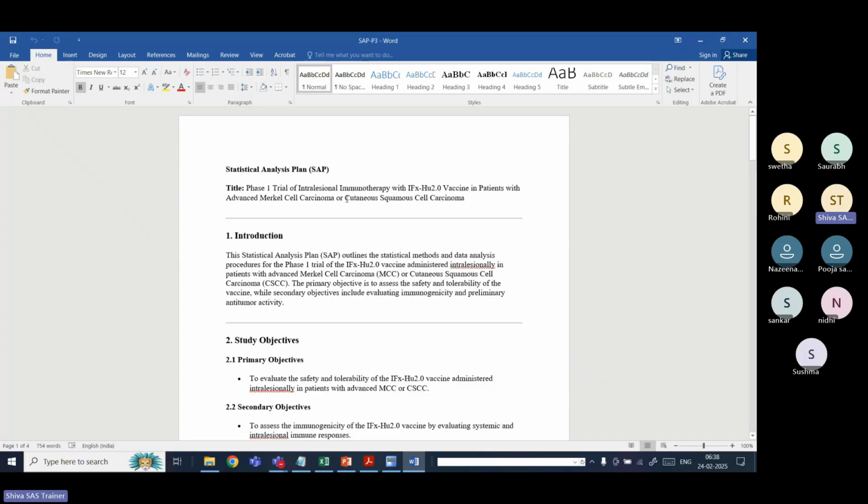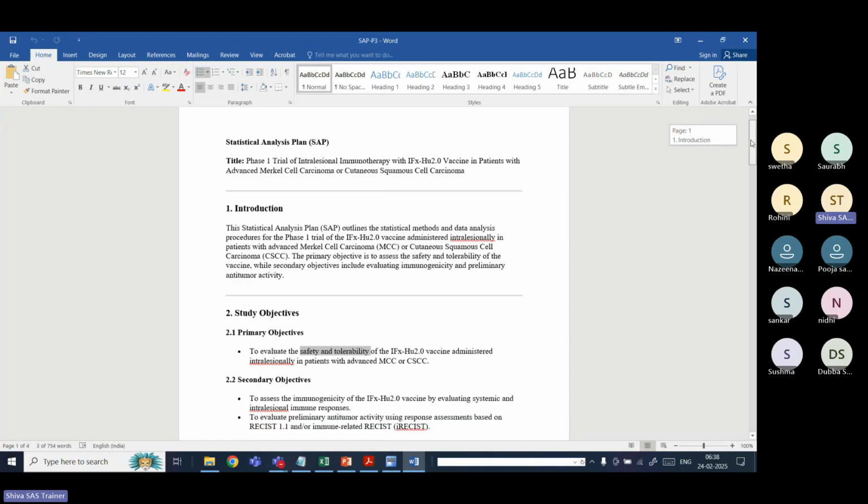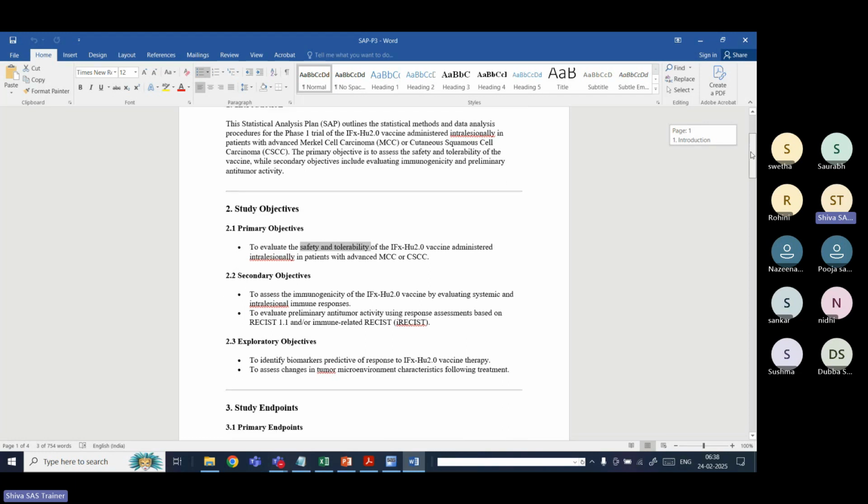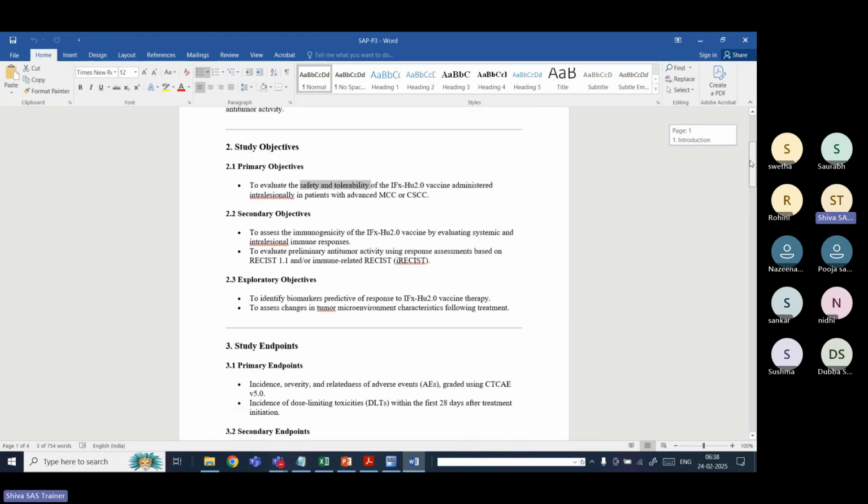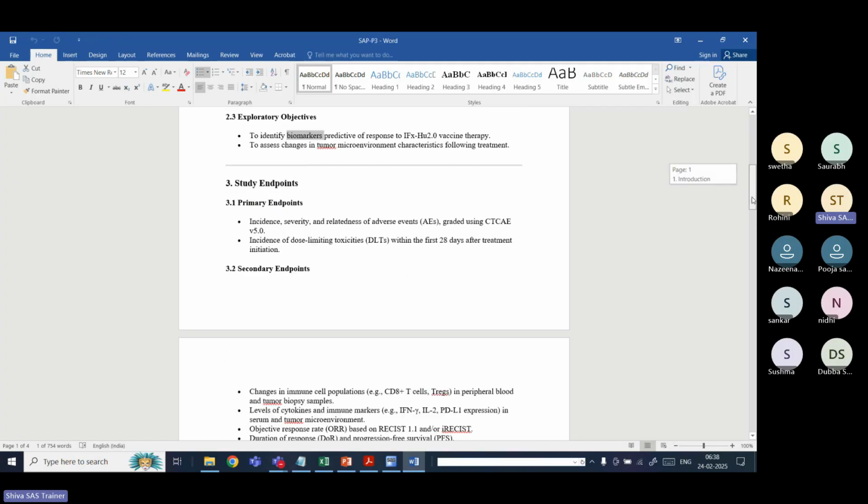Okay, so this is something vaccine related. The vaccine was given for cutaneous squamous cell carcinoma related cancer. The primary objective is safety only, safety and tolerability. So you can see most of the tables are safety. The secondary objective here is evaluating immunogenicity. Okay, so biomarkers are exploratory.